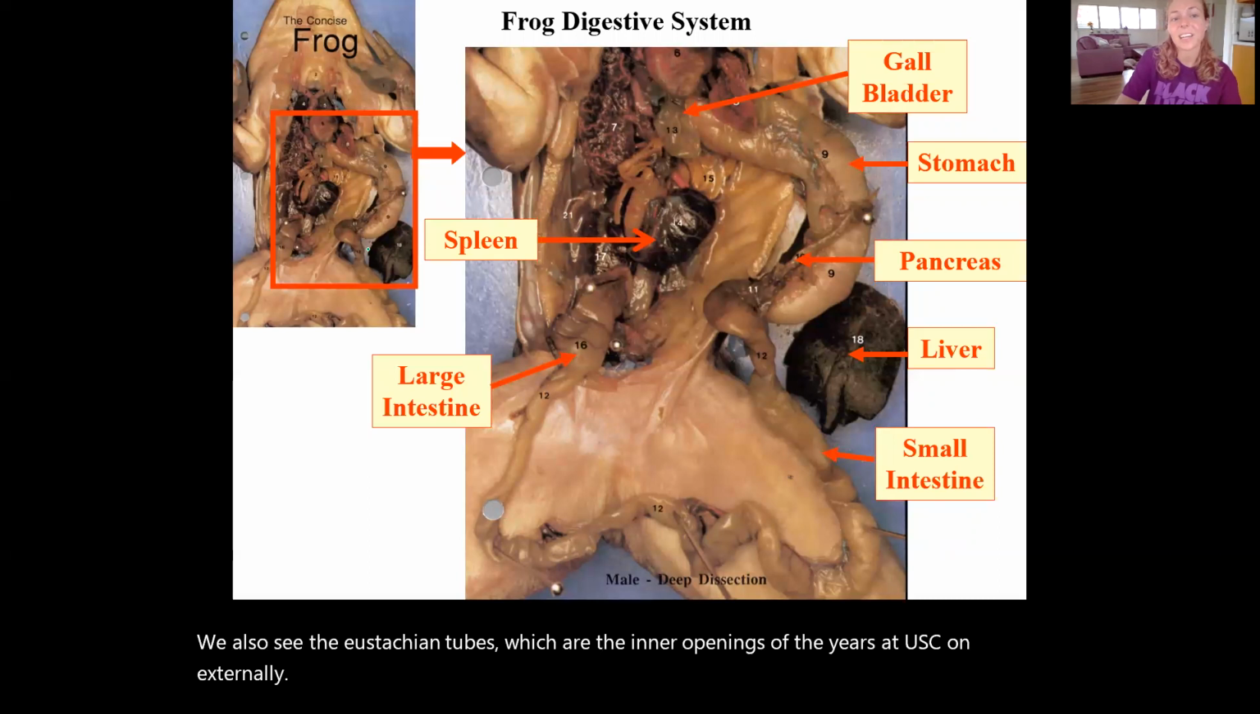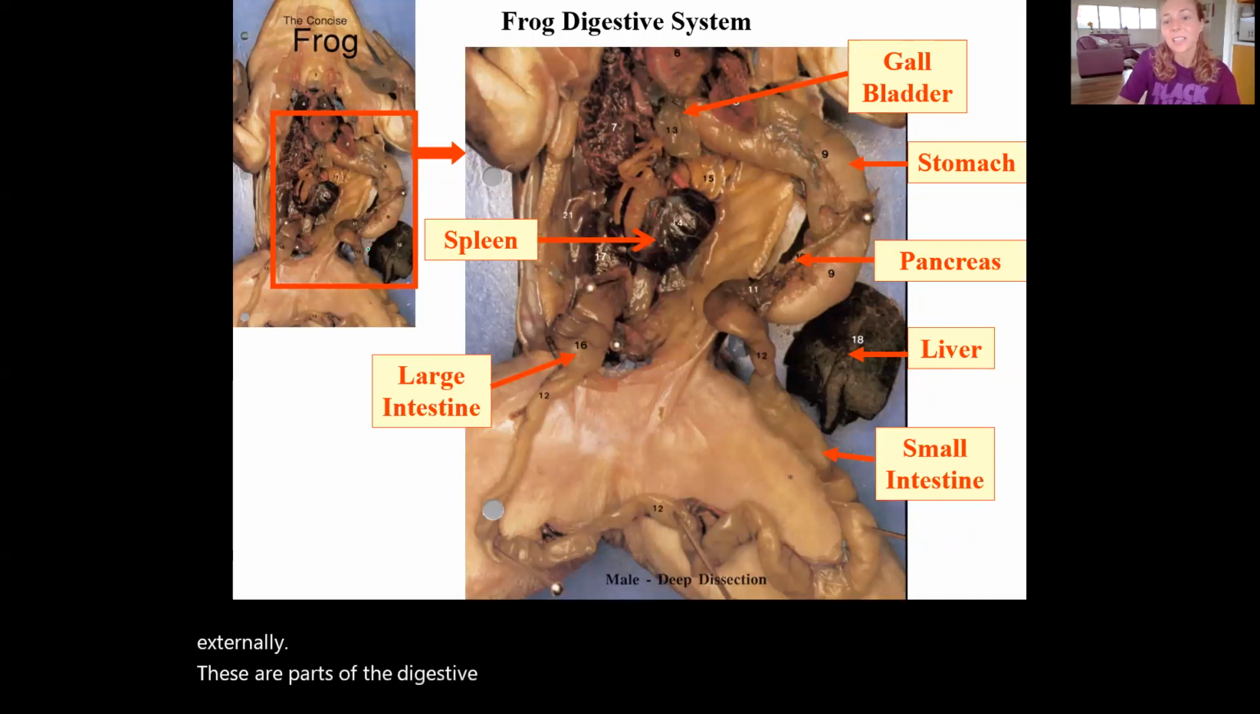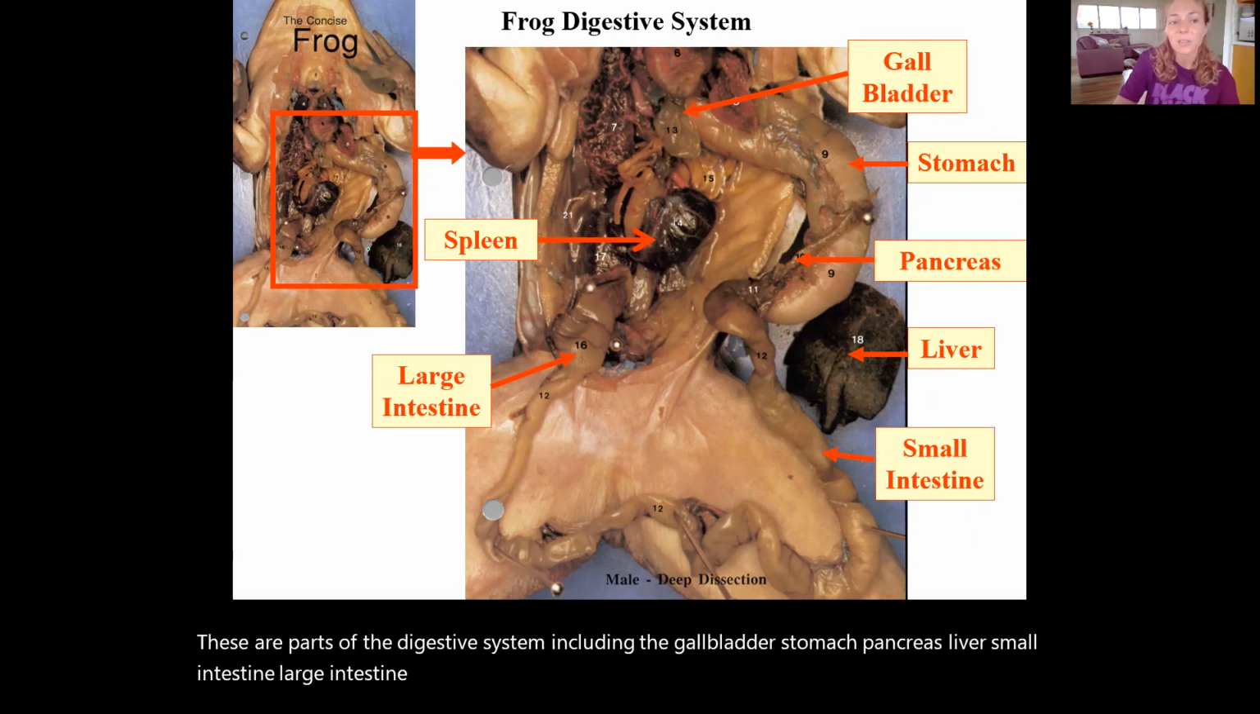These are parts of the digestive system, including the gallbladder, stomach, pancreas, liver, small intestine, large intestine, and spleen. So these all play a role in the digestion of the food that the frog consumes.